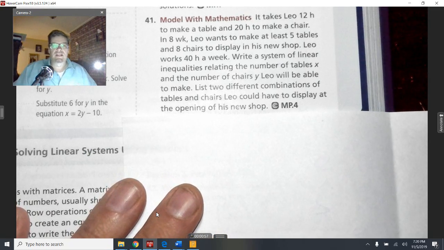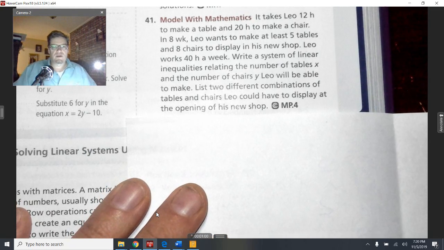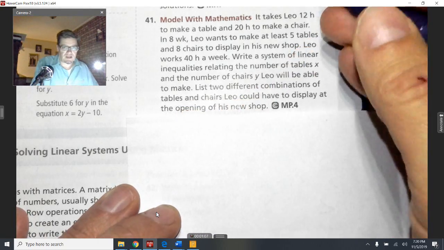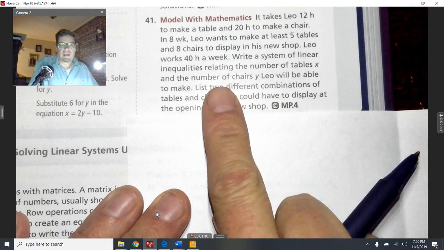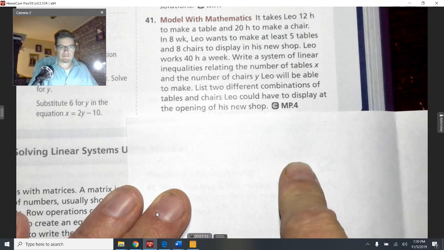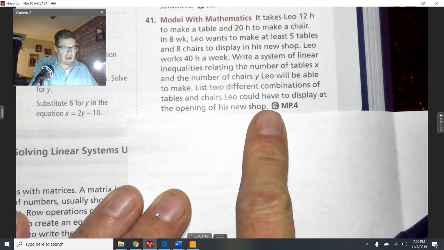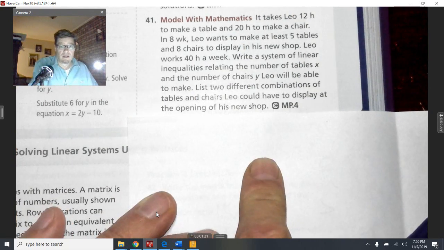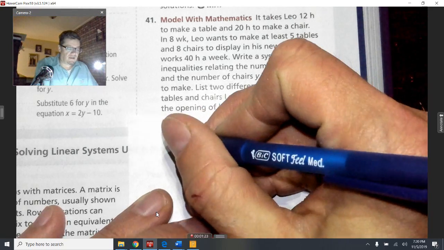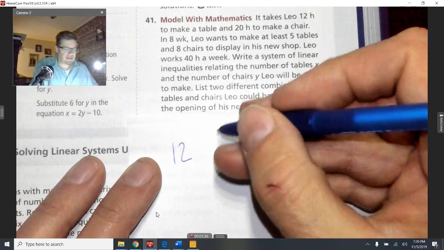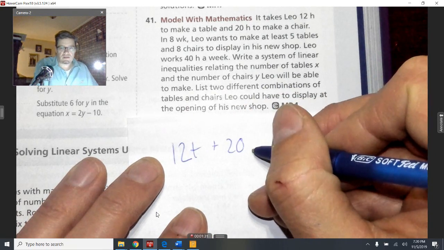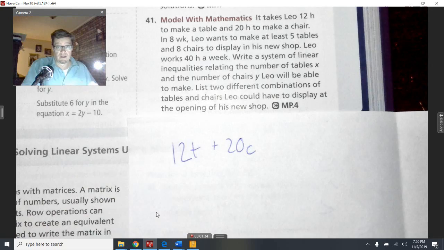So last question. This is a tough one. It takes Leo 12 hours to make one table and 20 hours to make a chair. All right. So already, I know this is what's going to happen. I'm supposed to develop a linear inequality system. I'm not supposed to solve it. I'm just supposed to build it, right? And then I will use technology to figure out where the possible solutions are. So I have 12 hours to make a table, plus 20 hours to make a chair. So I'm just going to use those variables.